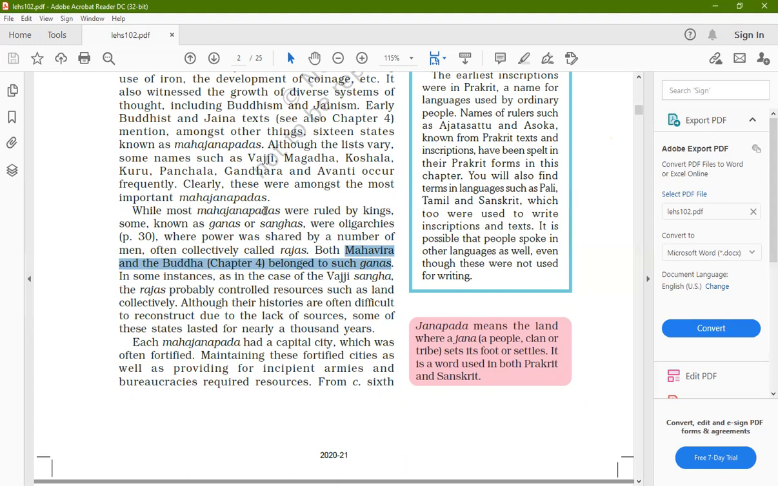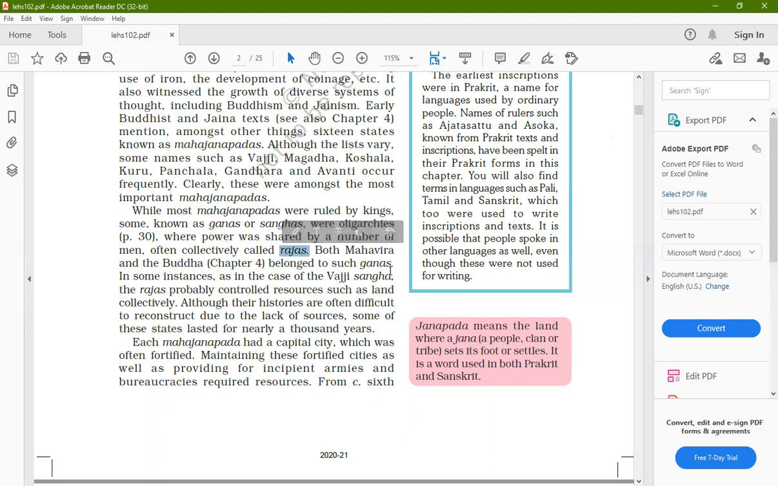So what you will write is: some Mahajanapadas were known as Ganas or Sanghas, which were oligarchies where power was shared by a number of men collectively called Rajas. Till this you will write.